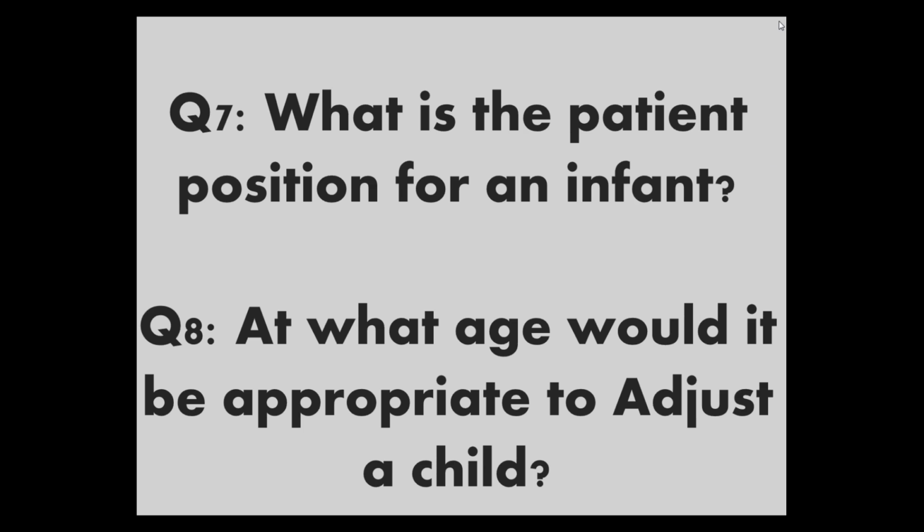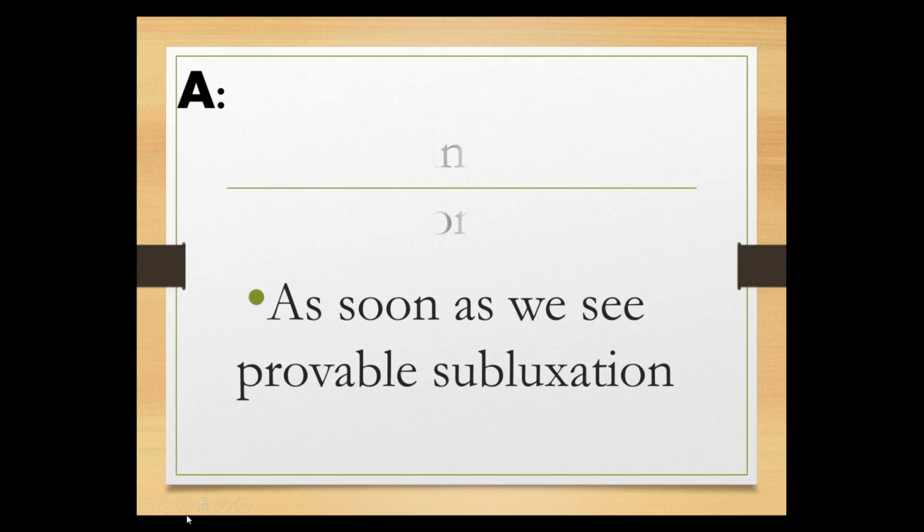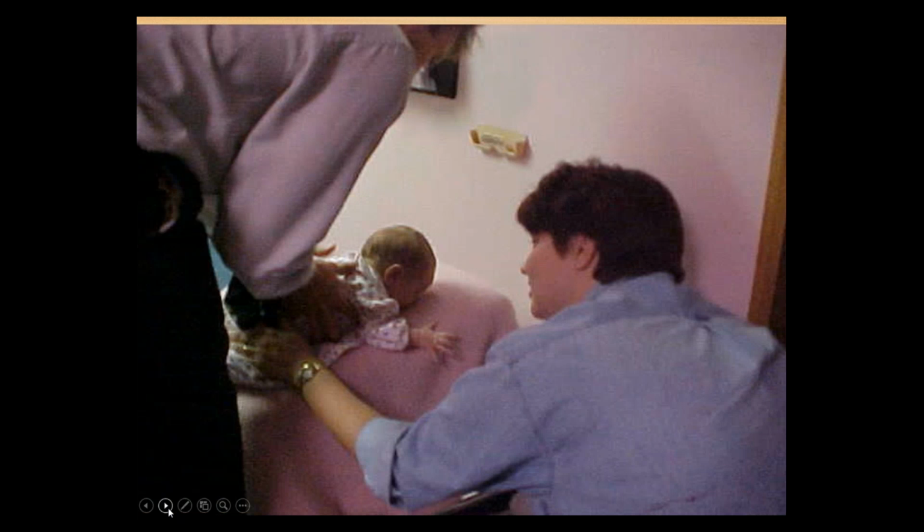What is the patient position for an infant? And pretty much, again, everybody got this right. What we're looking for is really just to be on the table all the way, because of course they're too small for their knees to get on the floor. So we just lay them. And then, at what age is it appropriate to adjust the child? Of course that's going to be really as soon as they're in pattern. So it could be right away, and for some people it could end up being a couple years even, depending on when they actually come into pattern. So here's a visual of that.